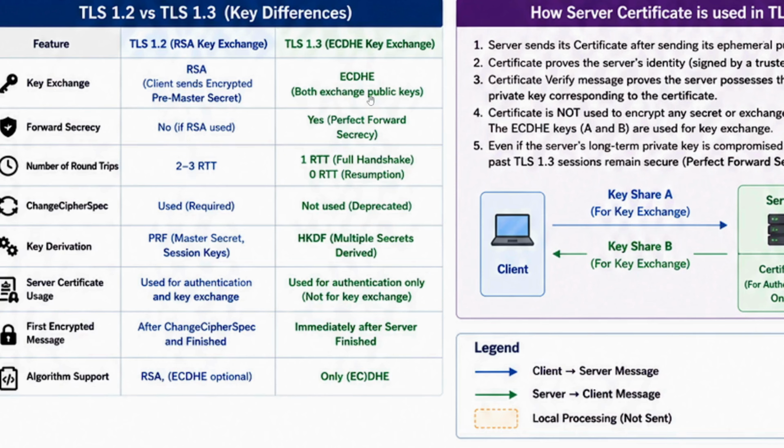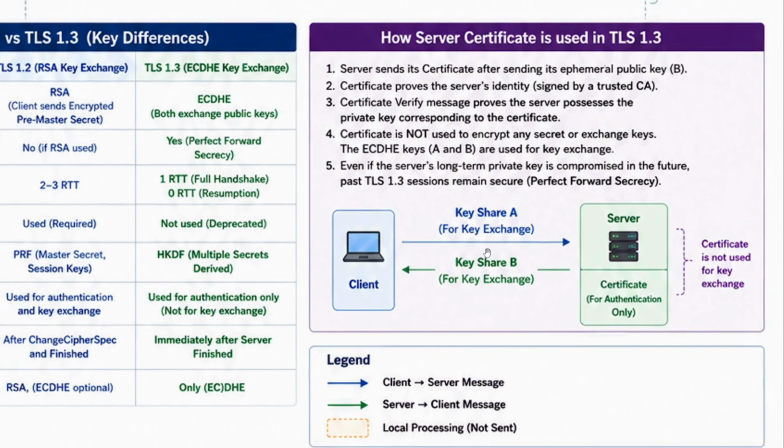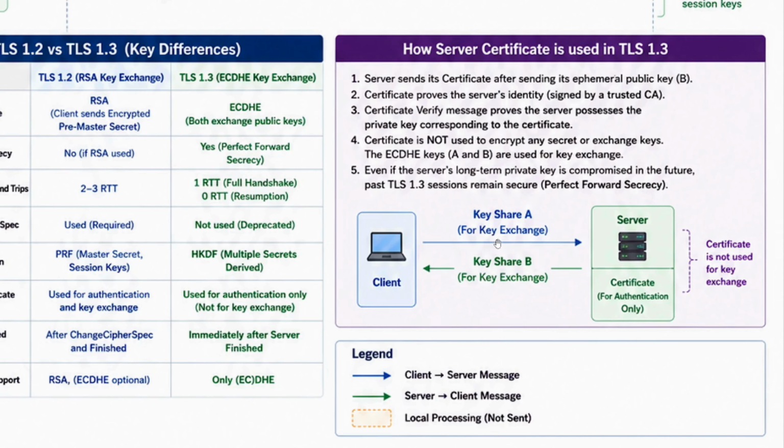No public key is expected from the certificate in TLS 1.3. The certificate is required just to validate the server's identity. And as soon as the keys are generated, the encrypted communication immediately starts. The algorithm supported in TLS 1.2 is RSA, with ECDHE optional, and in TLS 1.3 only ECDHE works. We have already discussed how the server certificate is used in TLS 1.3. It is just for the server's identity, nothing else.